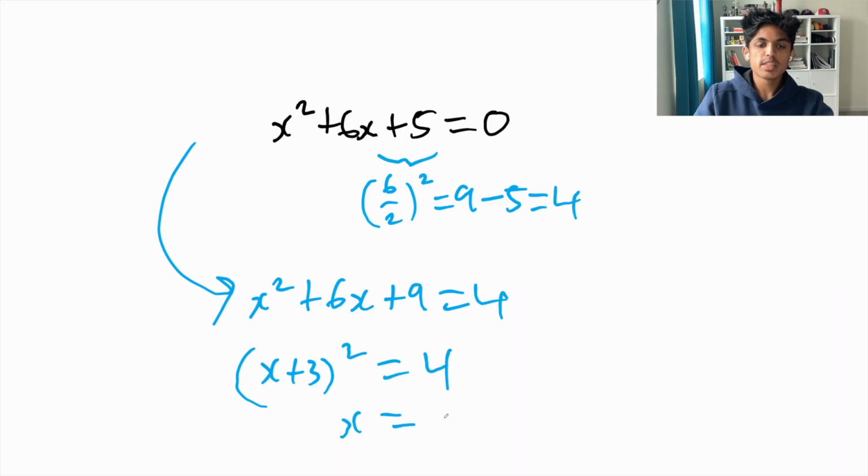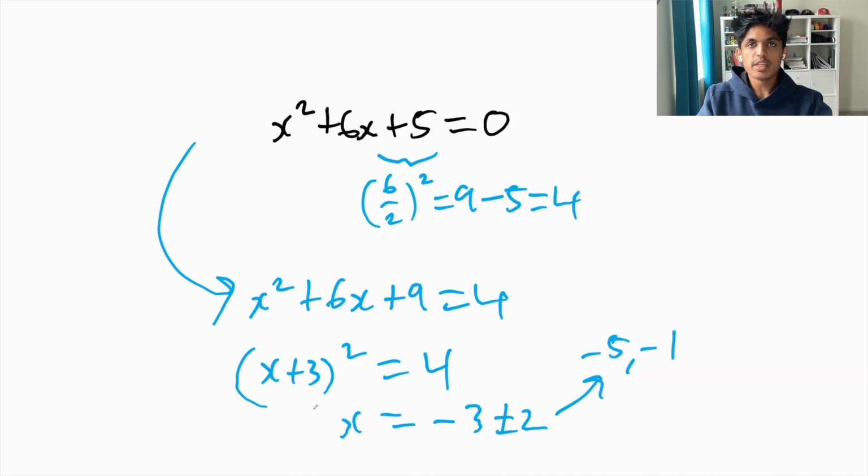From here I can see that x is equal to negative 3 plus or minus 2, which is negative 5 and negative 1. This is what I'll do when a is equal to 1. Now I'll show you what to do when a is not equal to 1.